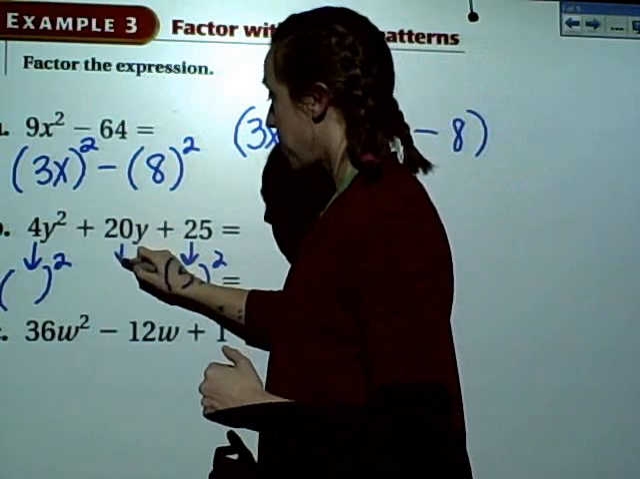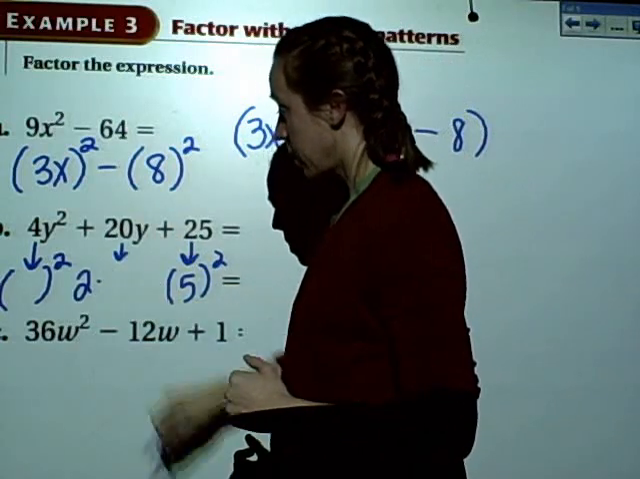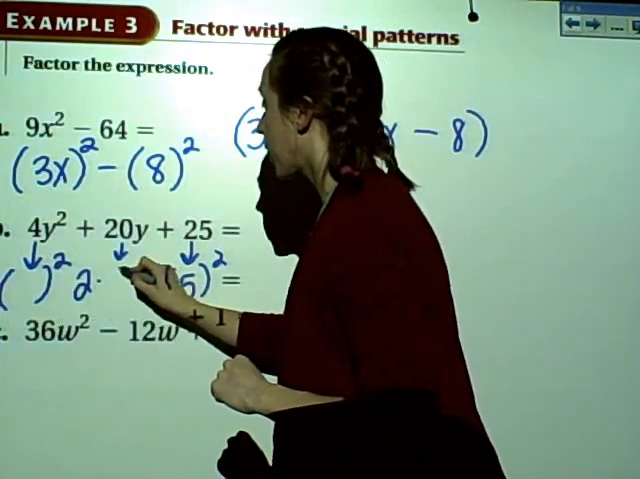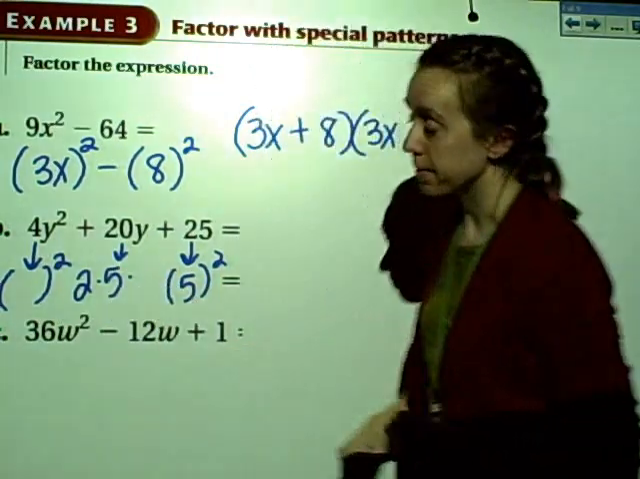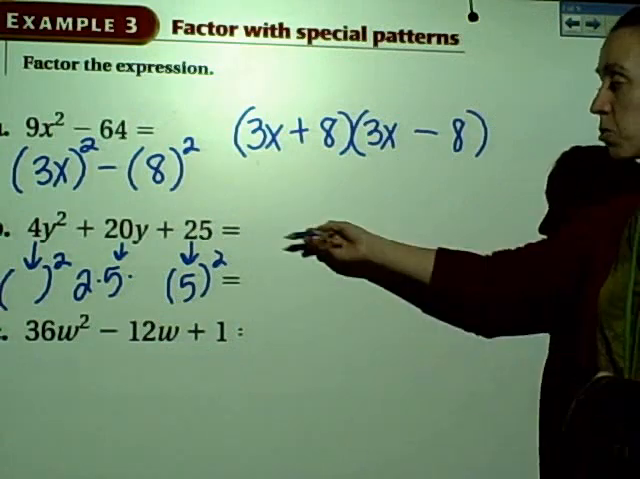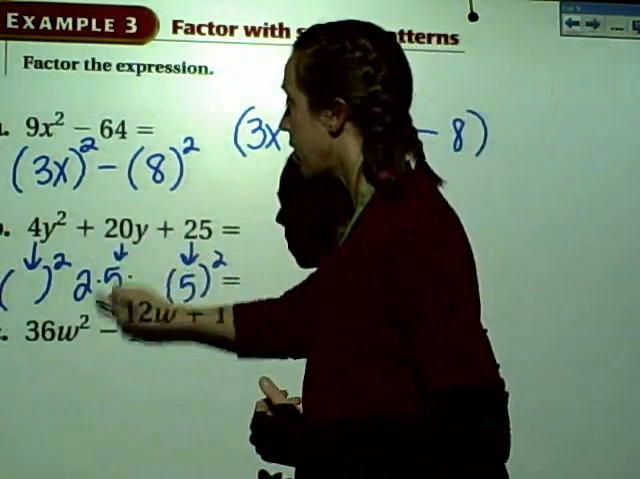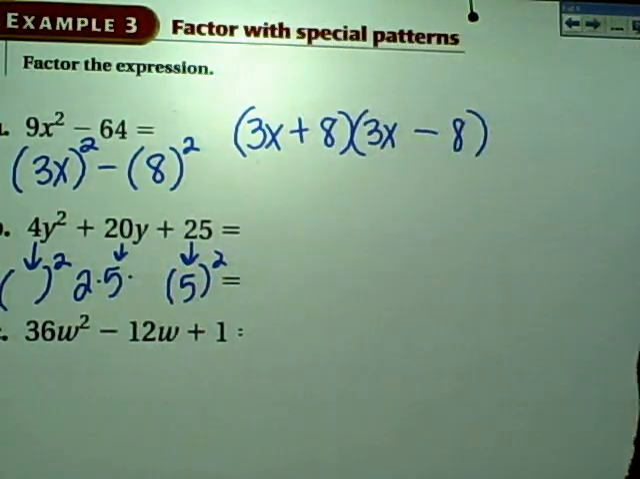Then you're going to check and make sure your middle term is 2 times whatever you're squaring in the first spot times whatever you're squaring in the second spot, which we now know is 5. So take a second and try B and C. Be careful of the patterns, and I'll show you the answer in just a sec.